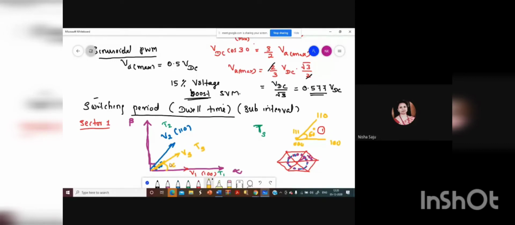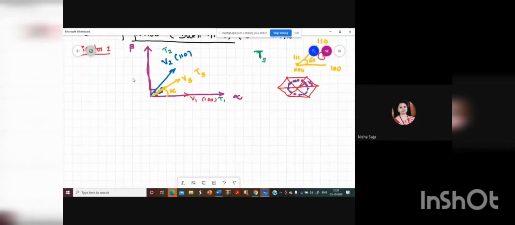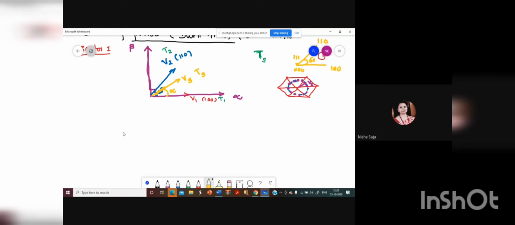Then how can we generate the pulses corresponding to this sector 1? You are having a sector 1 like this, and you have to generate the pulses corresponding to this one also. So this total sampling time Ts will be equal to T1, where V1 is switching for a period T1, plus T2, where V2 is switching for a period T2.